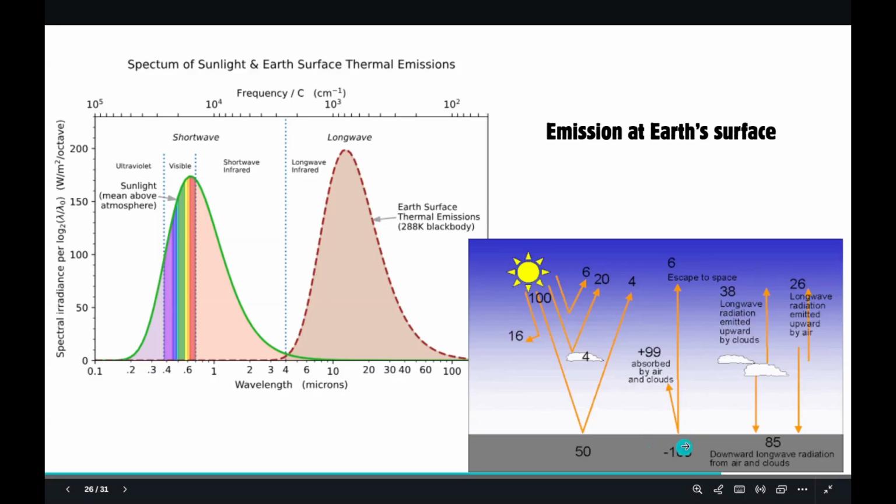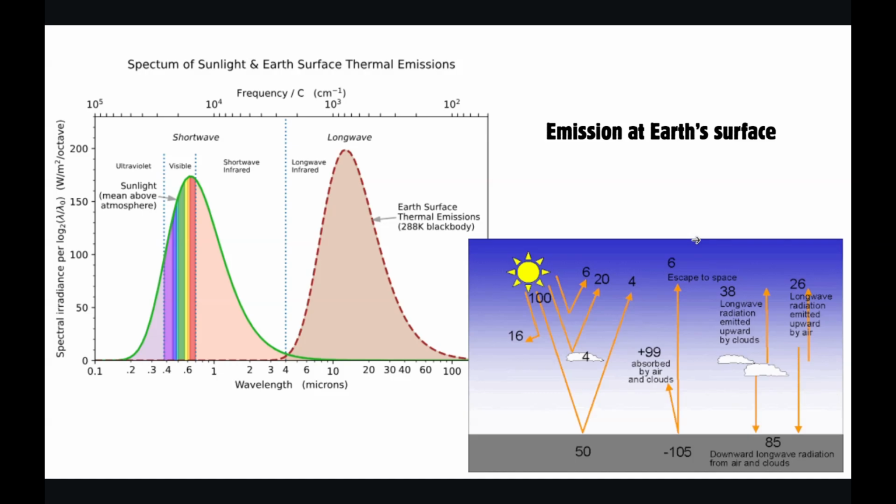If all this 105 was to escape, then the temperature would drop to minus 15 degrees centigrade. Every night that is happening. That means during the day we will reach 32 degrees centigrade in Goa, and then at night we will have minus 15 degrees centigrade. So in that condition, nobody can survive.